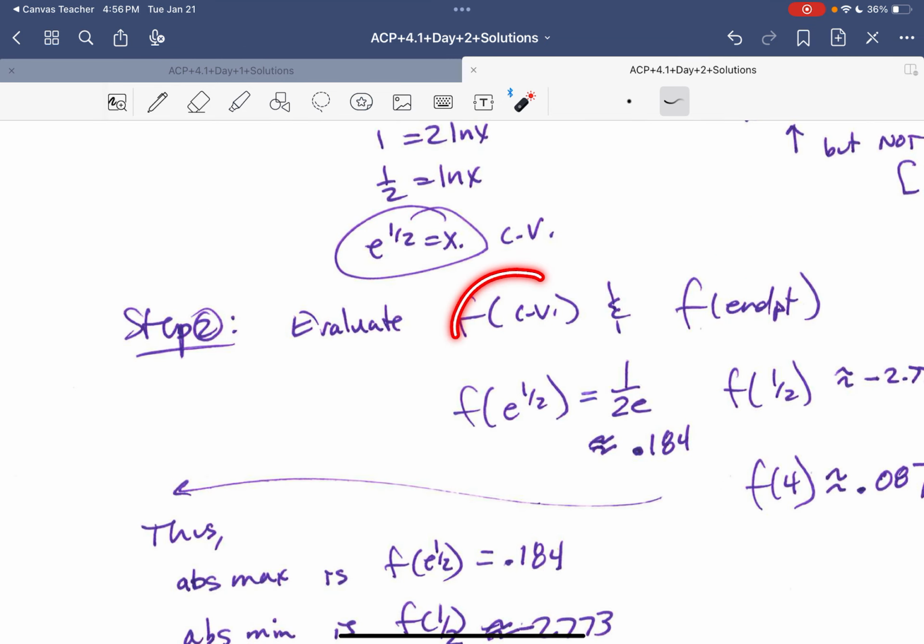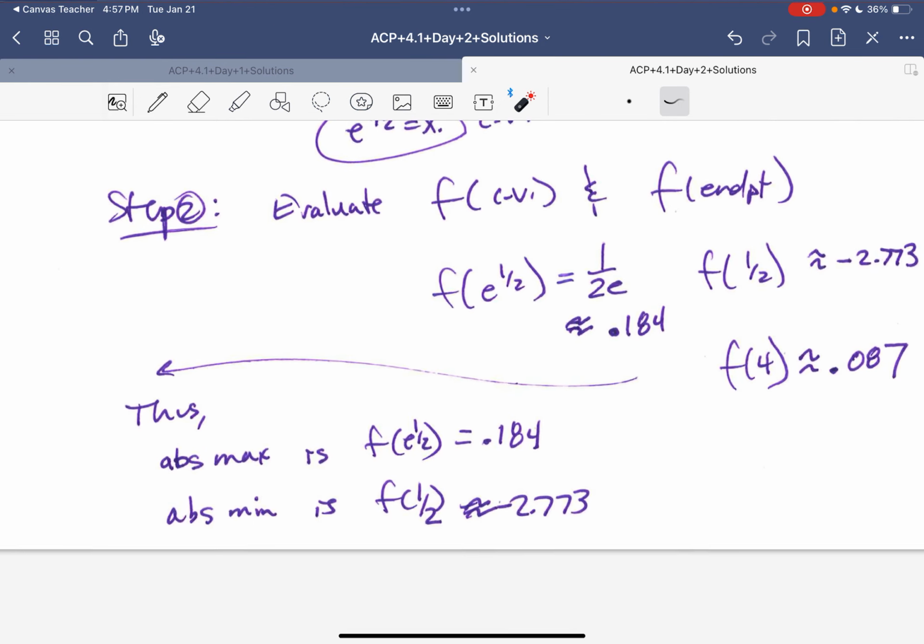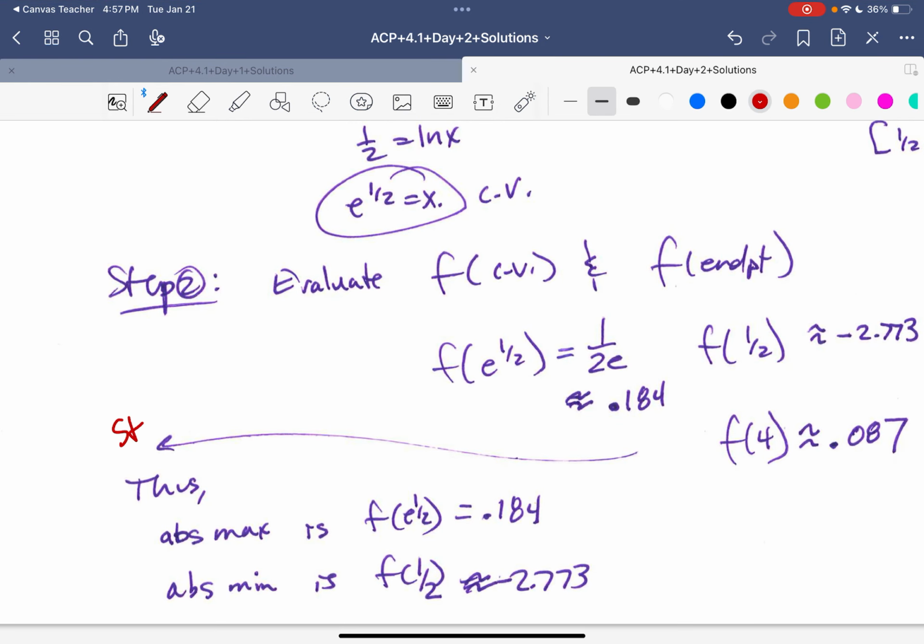So now you evaluate f of the critical values, and you get this. F of the endpoints, you get this and this. Thus, step number 3, the only absolute min and max is this and this. Absolute max is the first one. Absolute min is f of 1/2, which is approximately equal to negative 2.773.